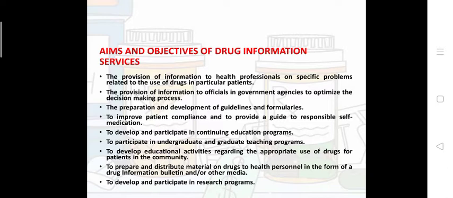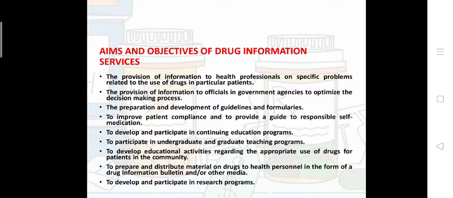Their aim and objective is the provision of information to health professionals on specific problems related to the use of any drug in particular patients. So that is their objective. The provision of information to officials and government is to optimize the decision making process. If the government wants to take any decision, they will ask these drug information centers whether they want to optimize any of the processes or things which create a problem to the healthcare sector.